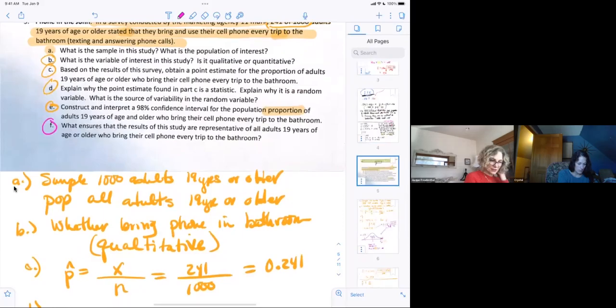Part F, just let me mention this to answer part F. One ensures that the results of the study are representative of all adults 19 years of age or older who bring their cell phone every trip to the bathroom. So random sampling is what's required. That's how we can ensure that it represents what the population is, because of how you sample it.